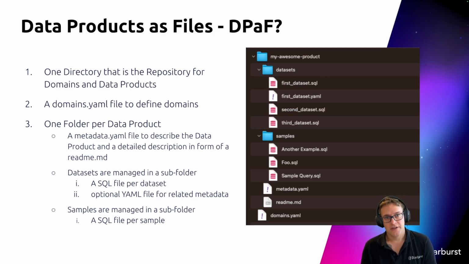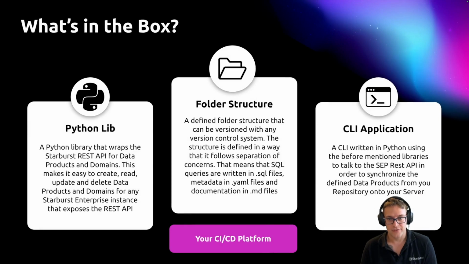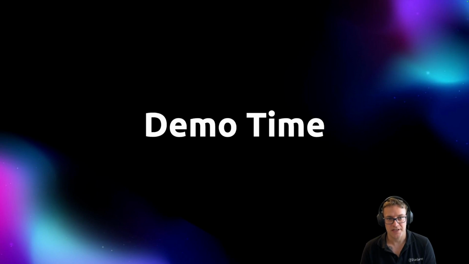And to bring all this together into your data products within Starburst, there are three things. First of all, the folder structure we just saw and talked about. And then there is a Python library that essentially wraps our REST API so it can be easily used from an application perspective. And that brings us to the third piece of the equation, which is a CLI application that lets you easily map the folder structure to those API calls and thus deploy either from your command line or from a CI/CD pipeline at the end of the day. And this is what we will see in the demo next.